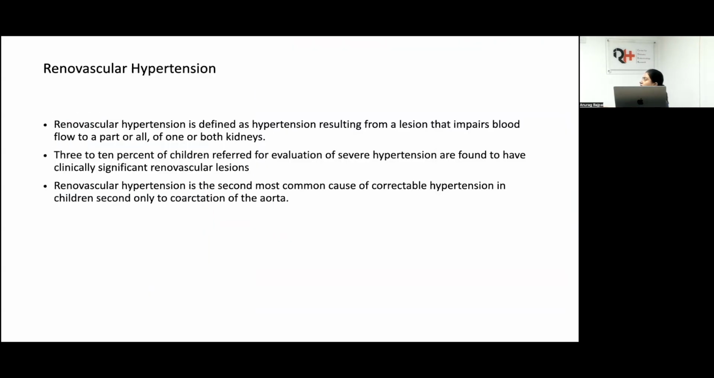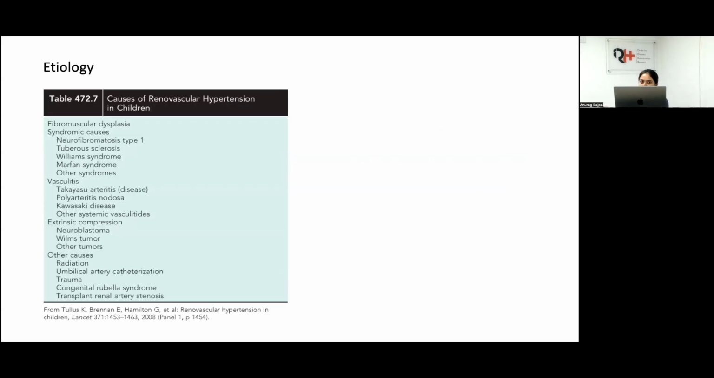So we know renovascular hypertension is because of compromised blood supply to the kidneys. 3 to 10% of children presenting with severe hypertension are found to have renovascular lesions. And it is the second most common correctable cause of hypertension, next only to coarctation of aorta. The most common cause of renovascular hypertension in Western literature is described as fibromuscular dysplasia. However, in the Indian subcontinent, Takayasu arteritis has been found to be the most common cause.